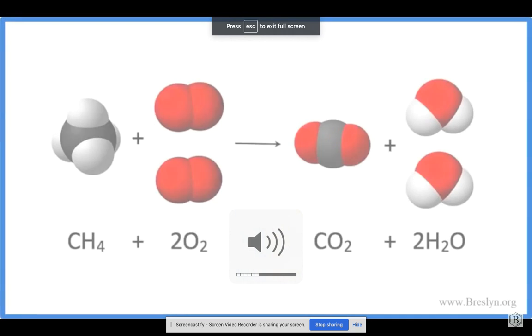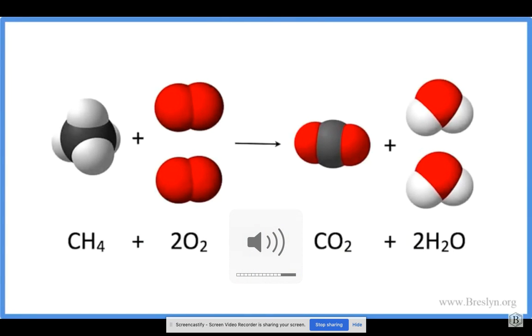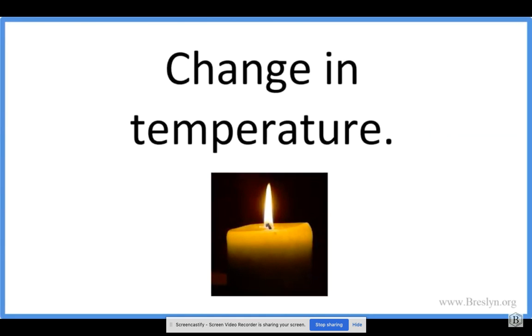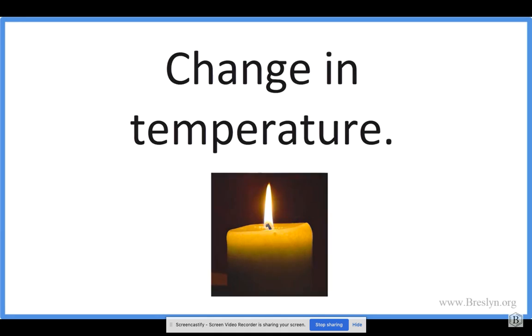The big thing to remember is that the atoms in a chemical reaction, in those substances, they're rearranged, and we end up with very different substances. So the first sign of a chemical reaction, that's a change in temperature. Think of a candle burning. We say that this is an exothermic reaction, because it gives off heat. Mixing an acid and a base also produces heat. These are signs of a chemical reaction taking place.